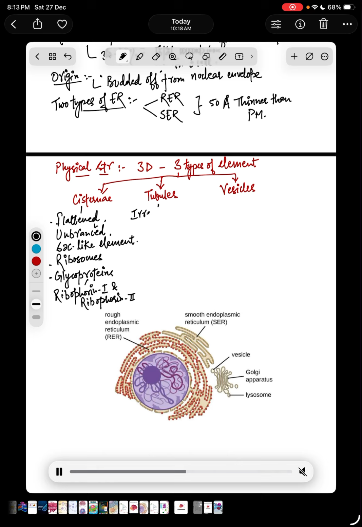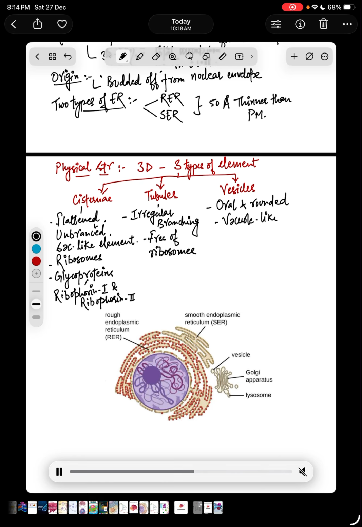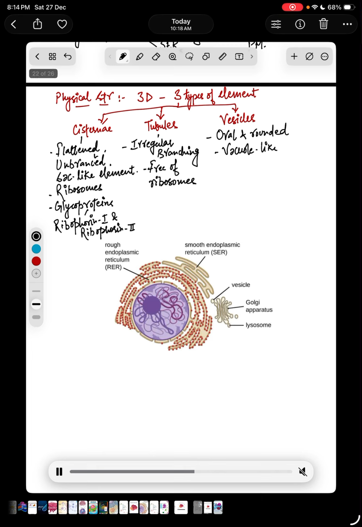Next, tubules. So these are irregular branching elements which form a network along with other elements, and these are often free of ribosomes, means these are smooth. Next, moving on with vesicles. So these are oval and rounded, vacuole-like elements. These are also free of ribosomes, means both tubules and vesicles are free of ribosomes.